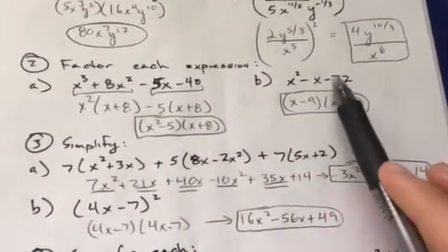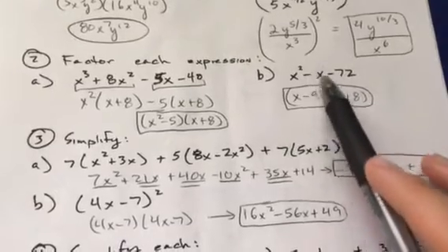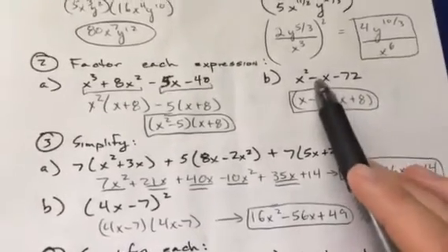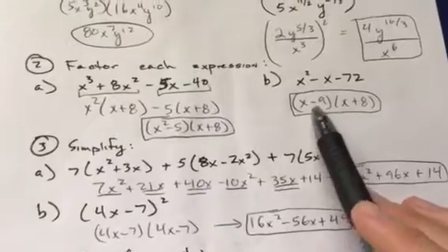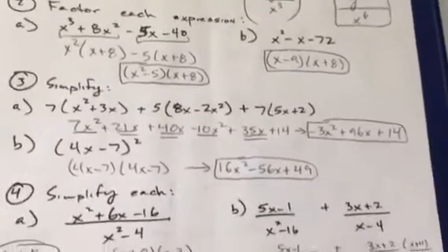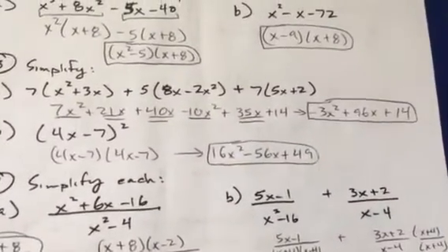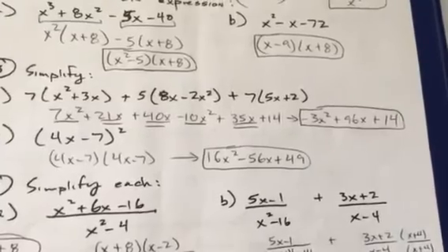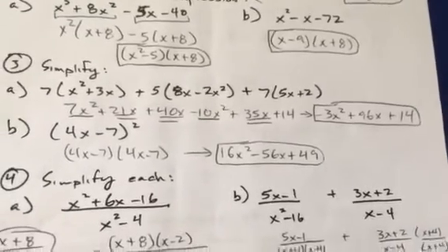What multiplies to 72? Because it's negative, differs by 1, 9 and 8. Middle term is negative, so the bigger factor is negative. X minus 9, x plus 8. Just simply distribute and combine like terms on A. Take your time doing that.